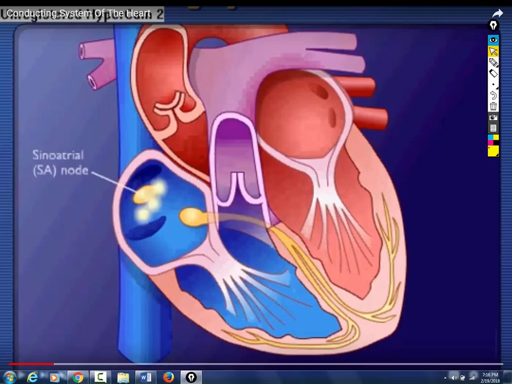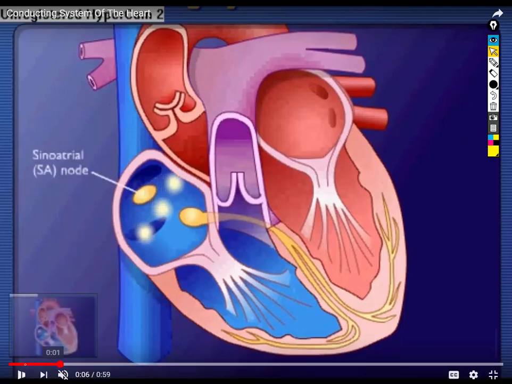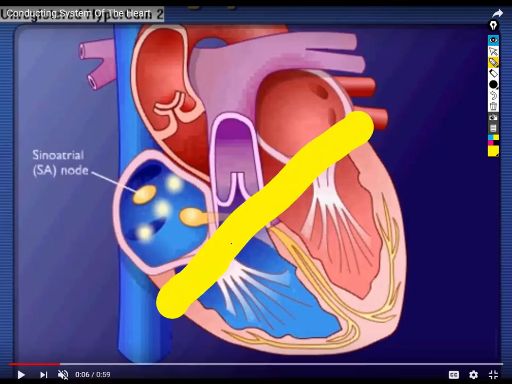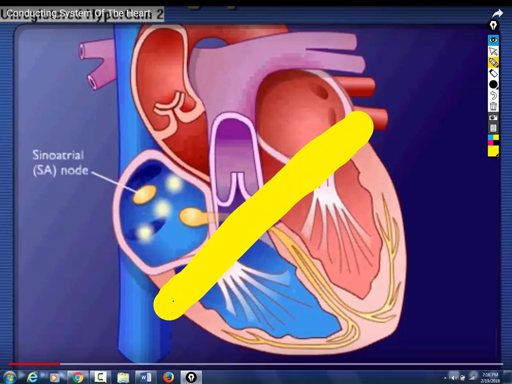Okay, so let's start with the sinoatrial node. First of all, a couple of things about the anatomy of the heart, and you need to know this. You always want the atria to contract before the ventricle, right, to allow for that atrial kick. So separating the atria from the ventricle is this fibrous non-electrical conducting ring, this electrical insulator that electrically insulates the atria from the ventricles. The connection point between the atria and the ventricles is then the AV node.